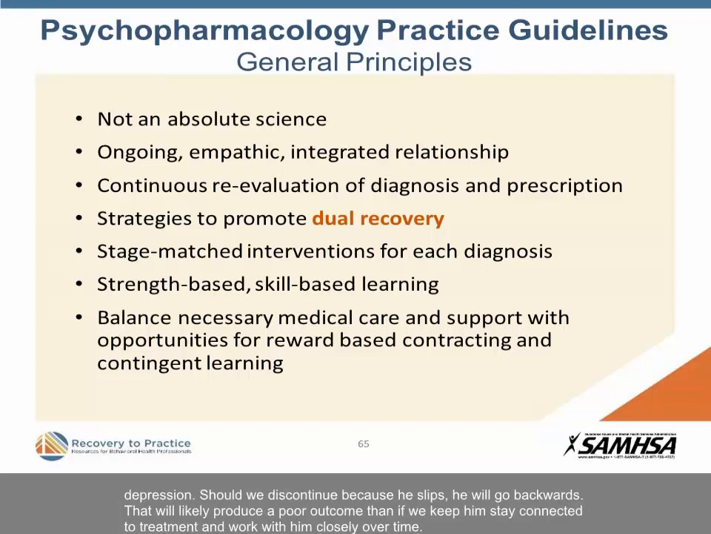If we discontinue medication for his major depression and disconnect him from treatment because he slips, he's going to go backwards. And that disconnection is more likely to produce poor outcomes for Nick than if we keep him connected to treatment and work with him closely over time.